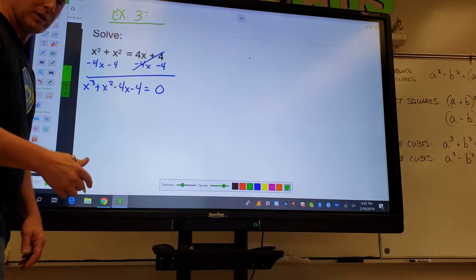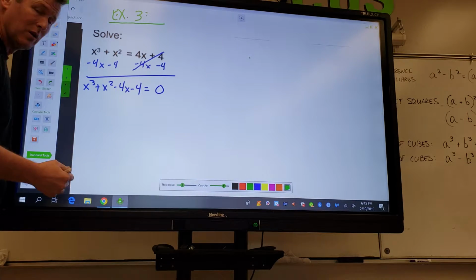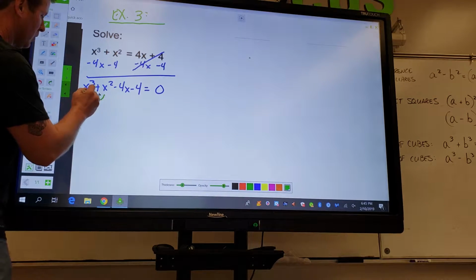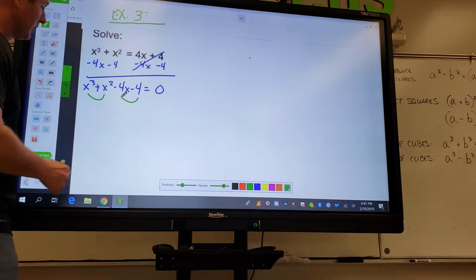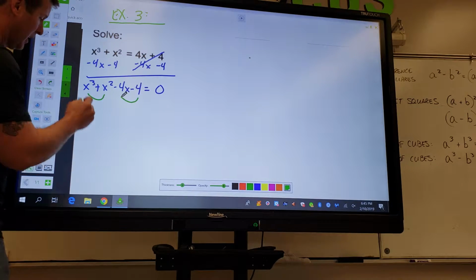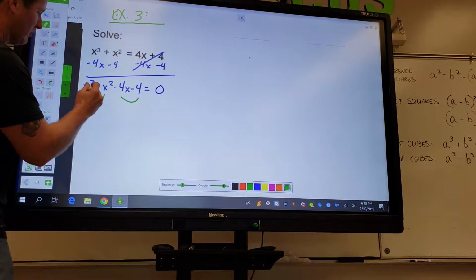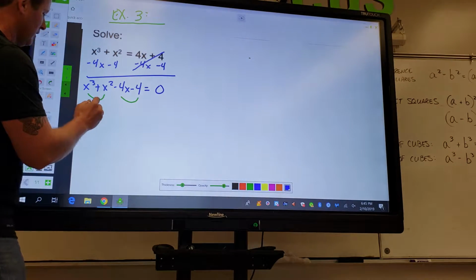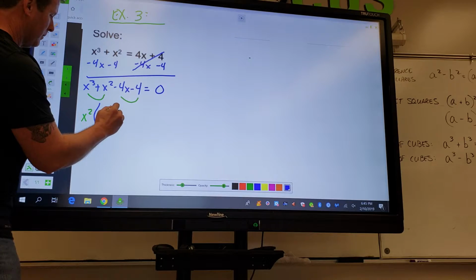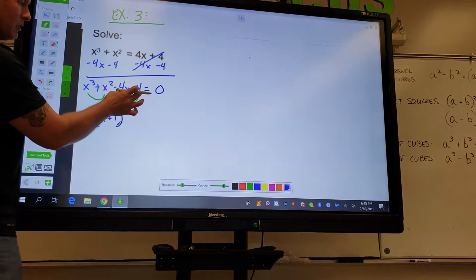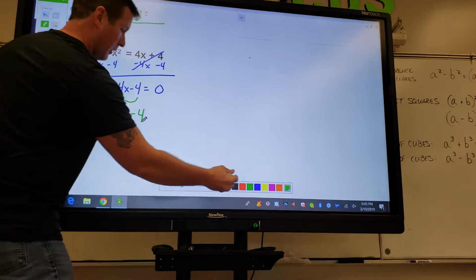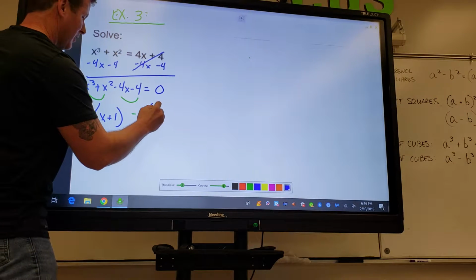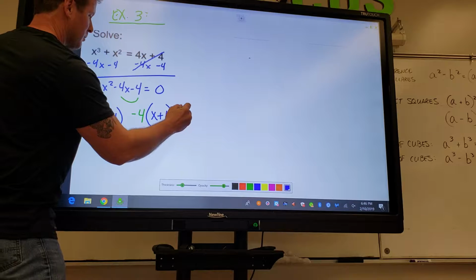And when we saw this in previous sections last week, when I have 4 terms, my goal is to think about factor by grouping. And again, you can follow along in the notes on example 3 that are attached separately. I can factor out an x squared from this first group. And what does that leave me with? X plus 1. What can I factor out of negative 4x and negative 4? Negative 4. You got it. And what remains? That common factor, x plus 1.